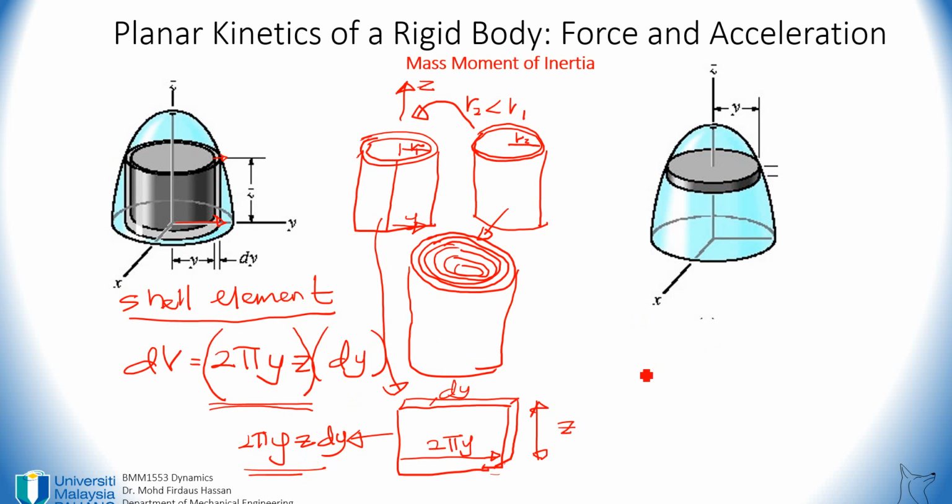When we go to this element, dV for this element, the shaded one, is written as pi y squared times dz, where y is the radius for this element. Alright, this is how we get the volume of this element. These two elements are the basic elements normally used to calculate the mass moment of inertia of any shape.